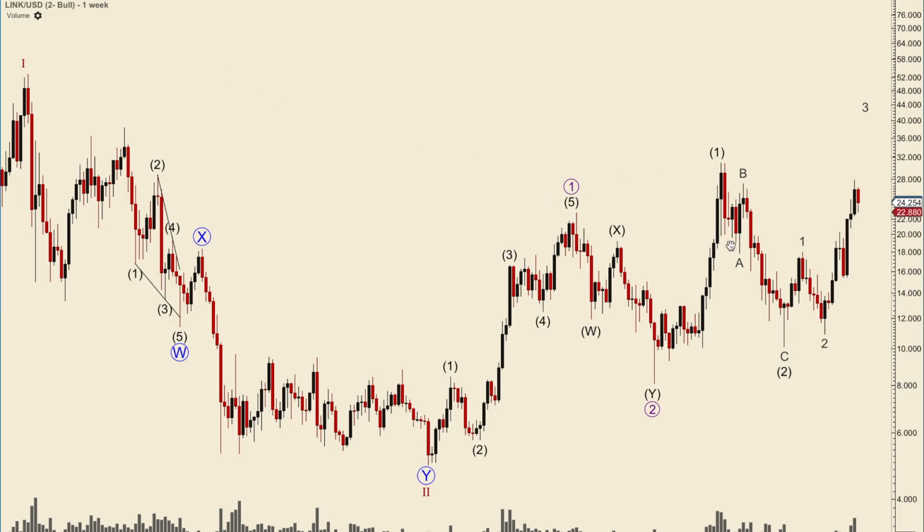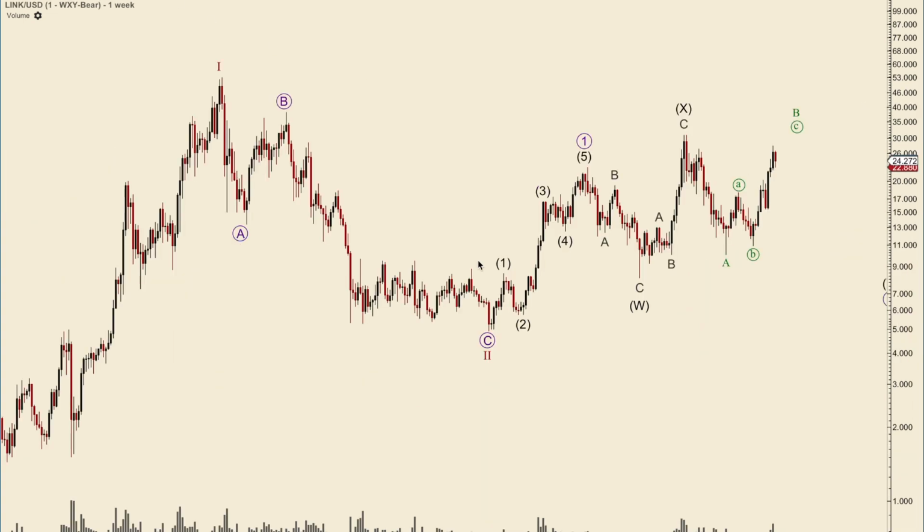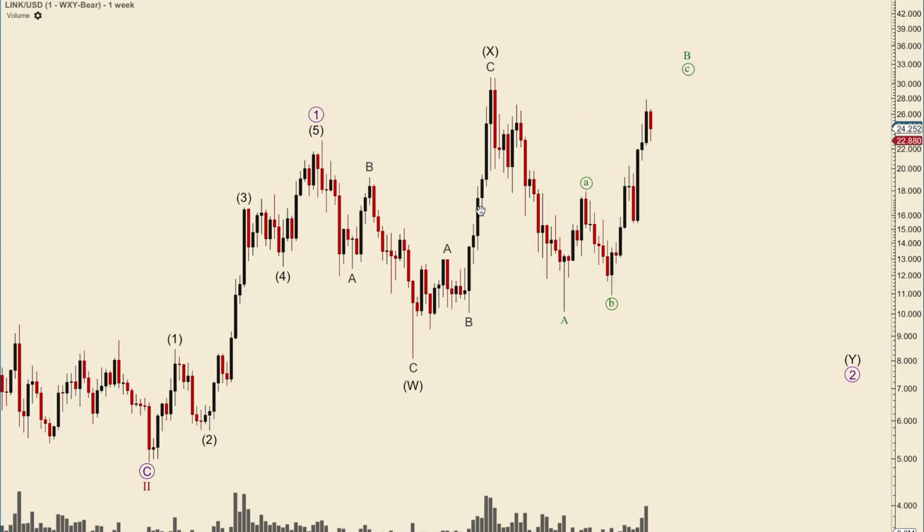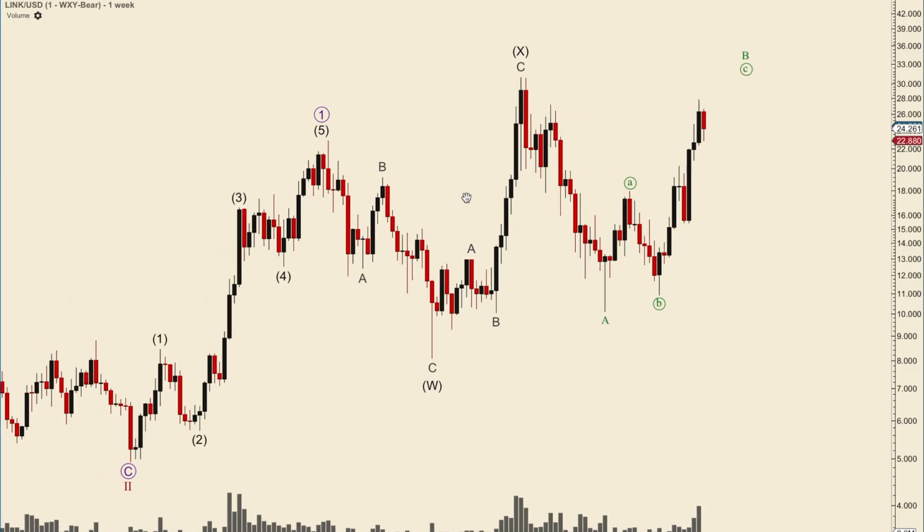So if we are counting this as an ABC, then we have this as an option. This is the same count, but we are here counting this wave, instead of an impulse up, as a correction. So here we have a W and X.